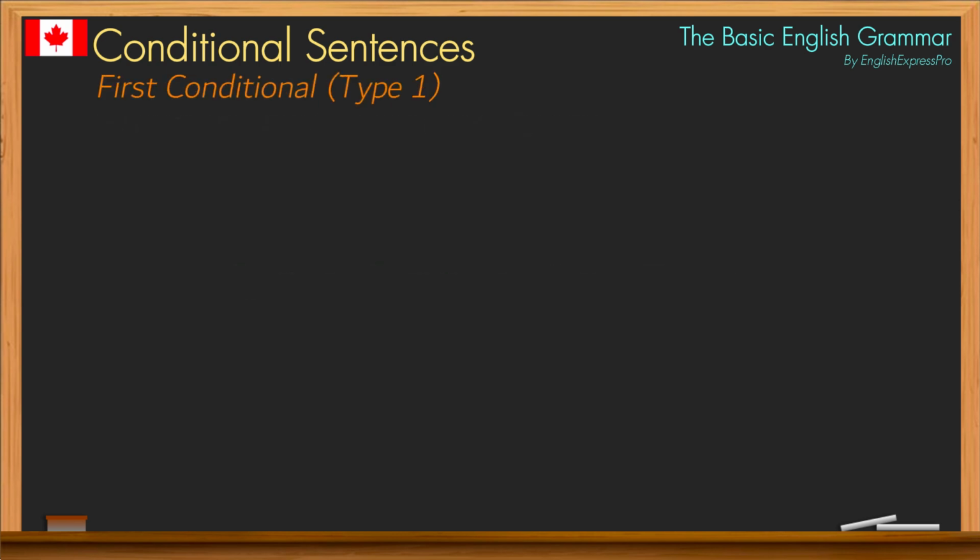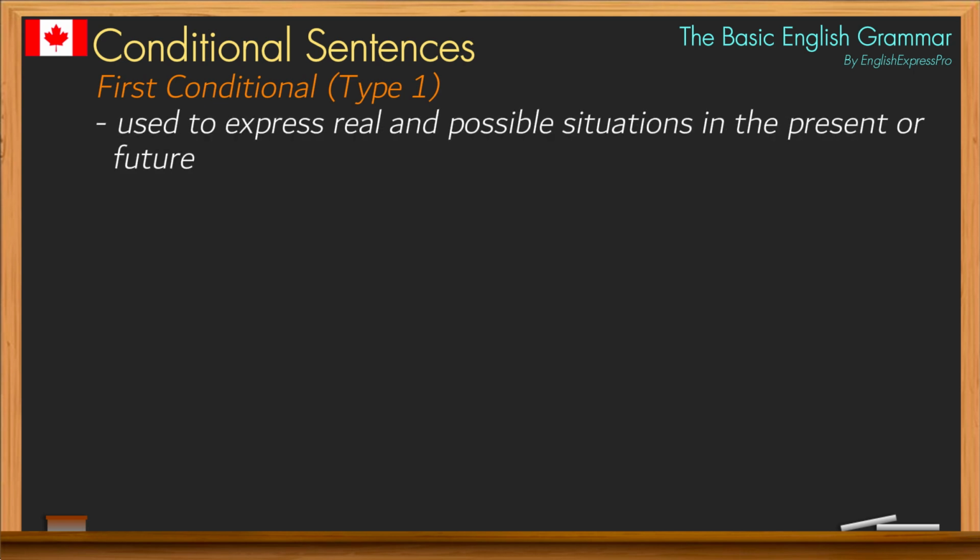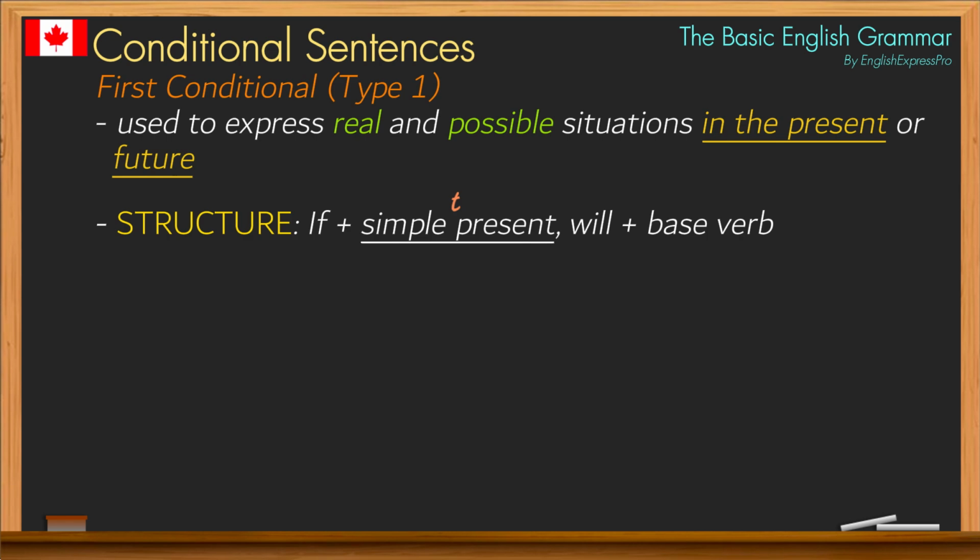Type 1 conditional sentences are used to express real and possible situations in the present or future. These sentences typically consist of two clauses: the if clause and the main clause. In Type 1 conditionals, the if clause uses the simple present tense, while the main clause uses the simple future tense.